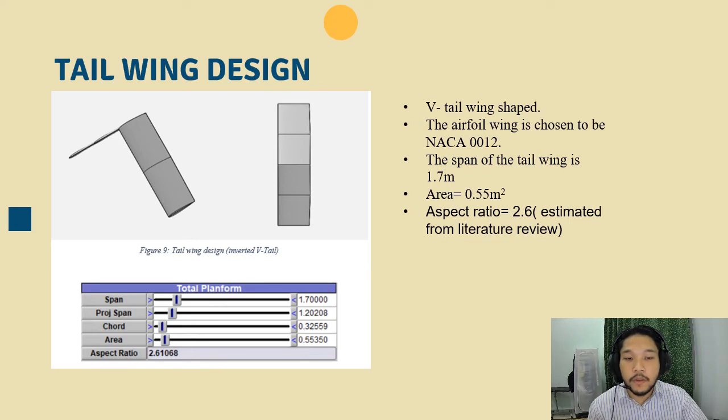The airfoil for the tail wing is chosen to be NACA 0012. This NACA 0012 was chosen for being ideal for this type of empennage, producing slightly lower drag and sufficient downforce to ensure longitudinal stability at low angle of attack. The span of the tail wing is 1.7 meters. The area of the tail is 0.55 square meters, and the aspect ratio is estimated to be 2.6 based on the literature review.